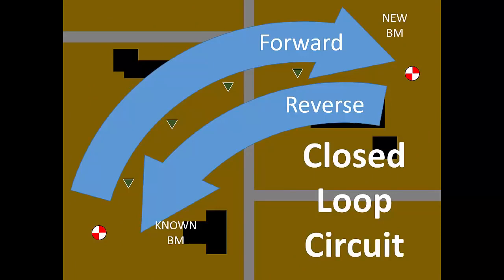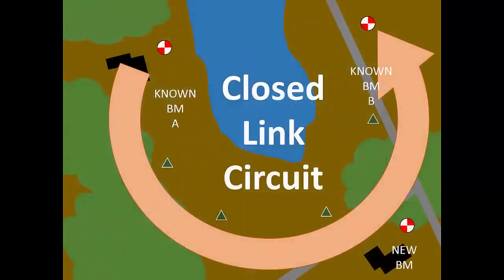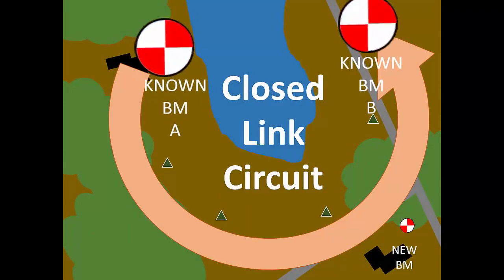Link and loop level circuits both begin and end on known benchmarks. Ending on a known benchmark makes the level circuit closed. At the closing benchmark, you can compute the closure error in the circuit. If there are closed circuits, then it's possible to have an open circuit.